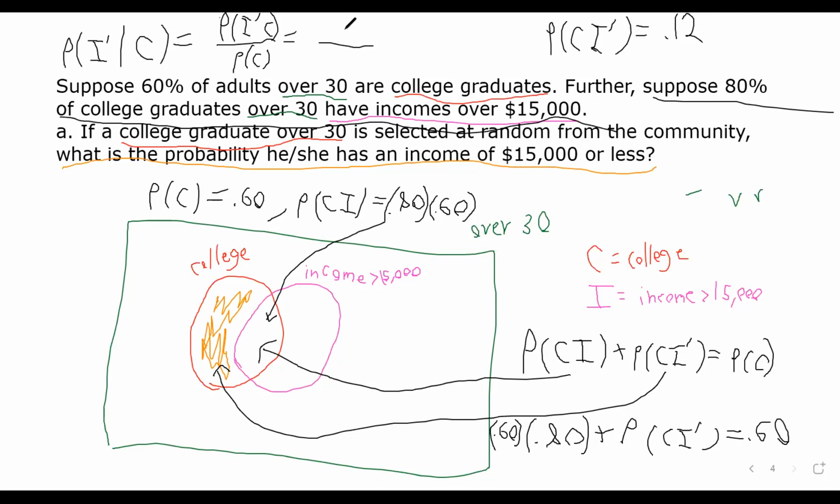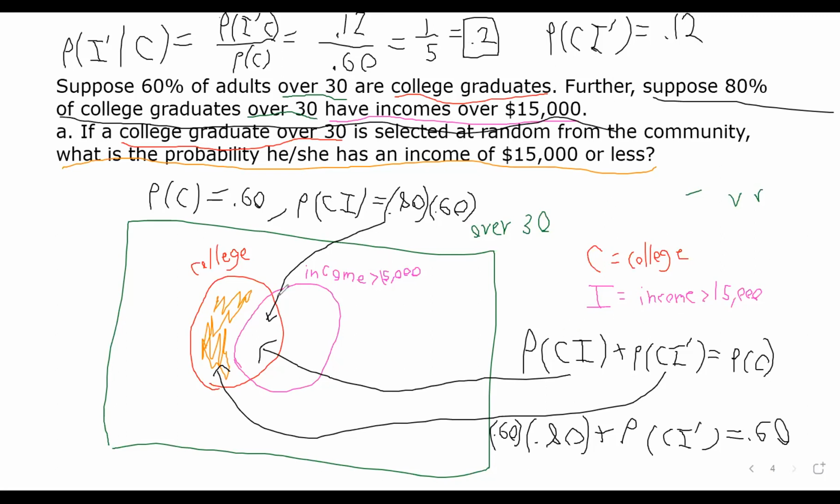Okay, so you have 0.12 divided by the probability of C, which is 0.60. And so this is 1/5. 12 divided by 60 is 1/5. 0.12 divided by 0.60 is 1/5. And that's equal to 0.2.